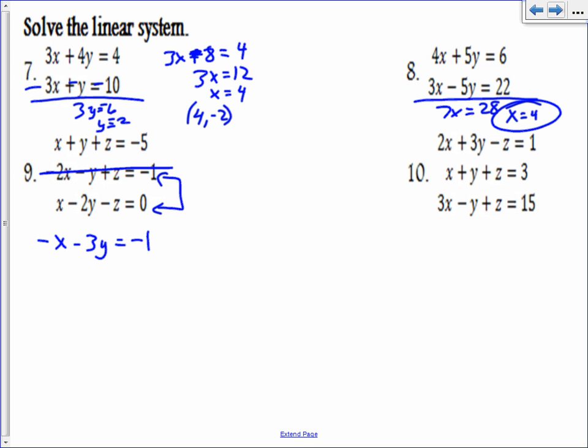So I've used this equation. Now I'm going to use this equation and this equation. I'm going to add them together. 2x minus y equals negative 5. What does this look like? What does this right here look like? That looks like one of those problems, doesn't it?